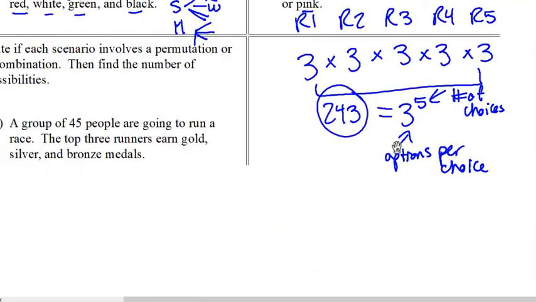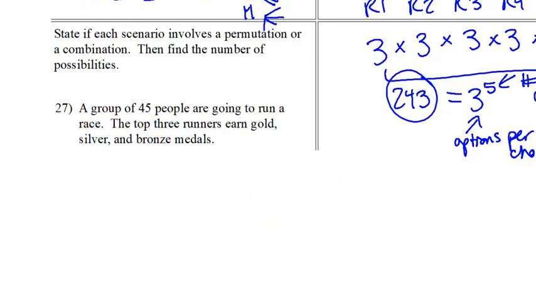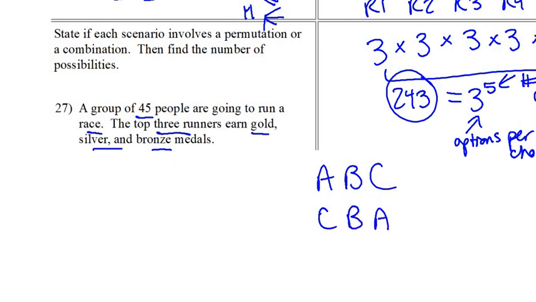All right, last problem. It says decide if it's permutations or combinations and find the numbers. So 45 people running a race. The top 3 earn gold, silver, and bronze. So suppose Albert, Bernard, and Charles are running this race. Or suppose that they finish this way, Charles, Bernard, and Albert. And the question is, is there any difference here? And the answer is yes, there is, because in this scenario, Albert is happy. He won the gold. In this scenario, he's not as happy as Charles, because Charles won the gold.